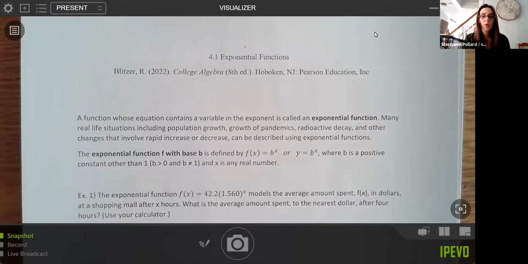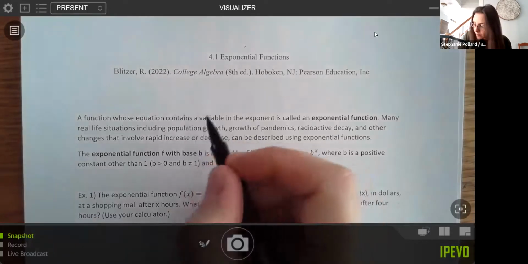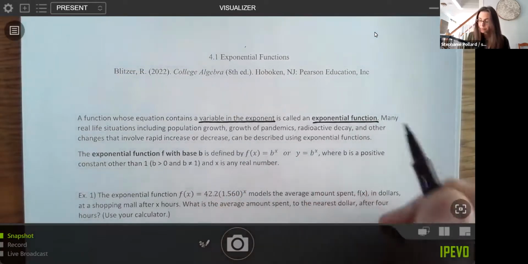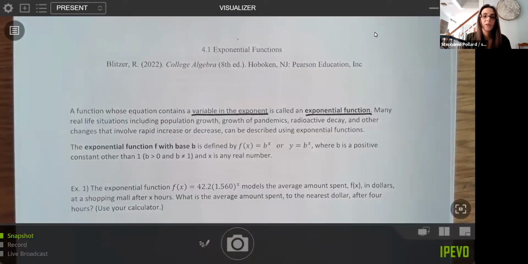So a function whose equation contains a variable in the exponent is called an exponential function. And there are actually quite a lot of real life situations that model this. Some of them are population growth, growth of pandemics, radioactive decay, and other changes that involve rapid increase or decrease. We use exponential functions to describe them.